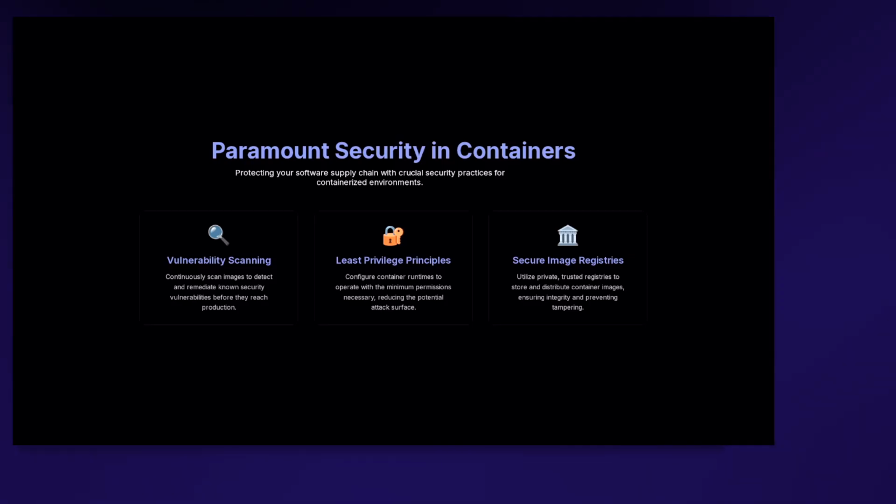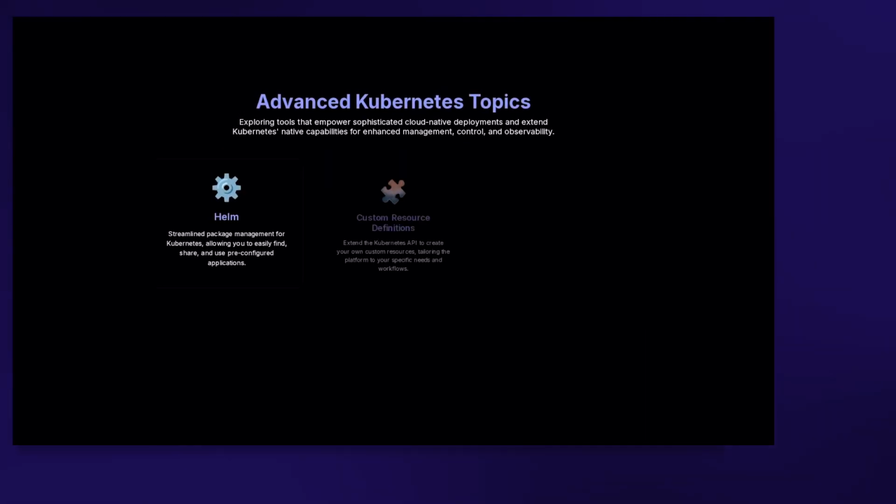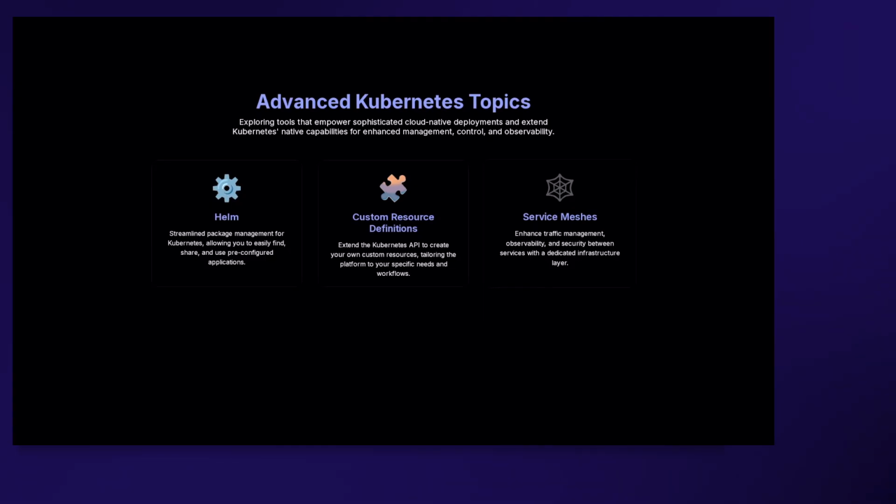least privilege principles for container runtime, and utilizing secure image registries to protect your software supply chain from potential threats. Now, returning to Kubernetes, we'll explore advanced topics such as Helm for streamlined package management, custom resource definitions for extending the Kubernetes API, and the implementation of service meshes for enhanced traffic management and observability. These tools empower more sophisticated cloud-native deployments.